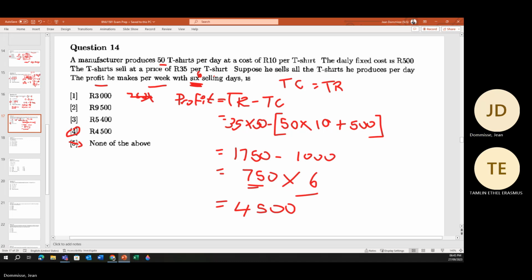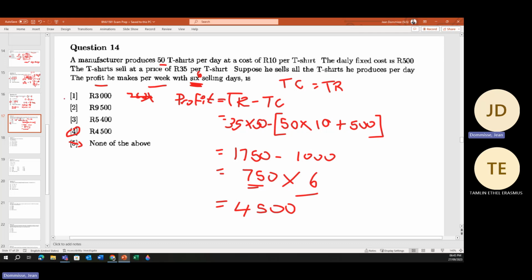Okay, so this was a question basically around total cost, total revenue. When your revenue is more than the cost, you're making profit. So you can basically say total revenue minus total cost to get the profit, and just make sure that you do it for the right number of days in the equation.